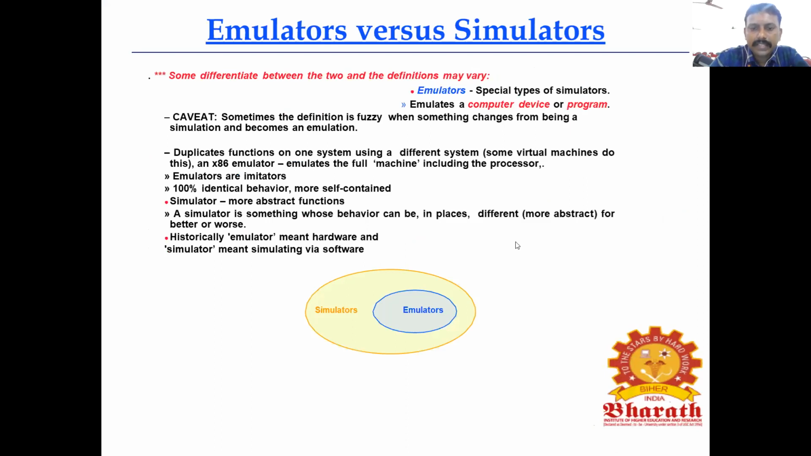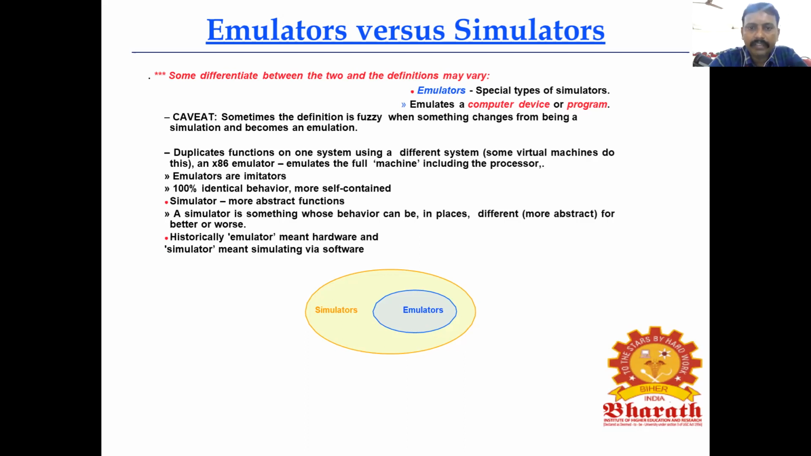As for simulator and emulator, a small part of a simulator is known as an emulator. Some differences between the two definitions may vary. An emulator is a special type of simulator. An emulator is a computer device or program. A collection of programs is known as a simulation; it is like a collection of software.